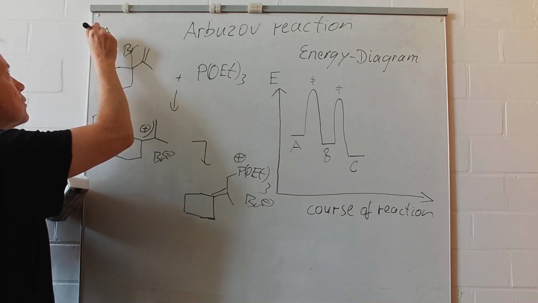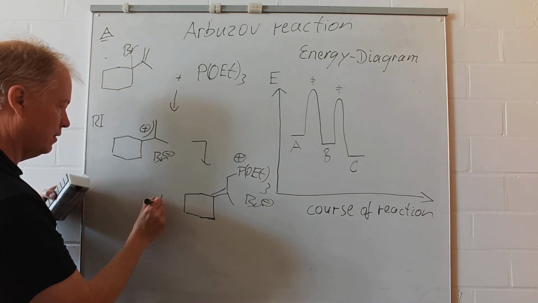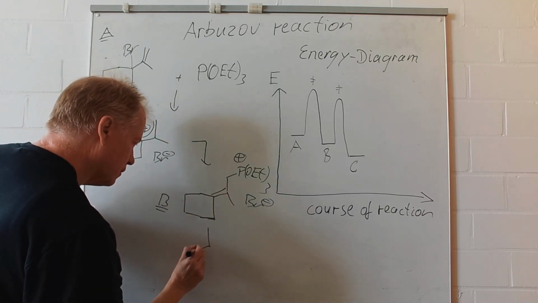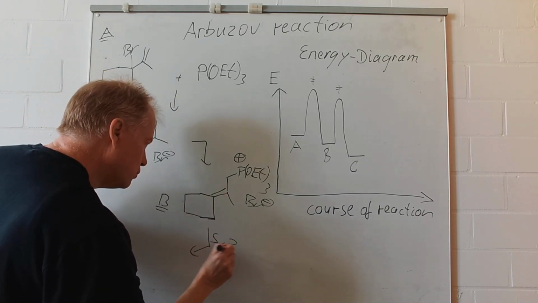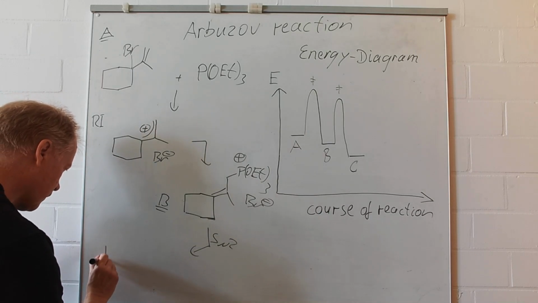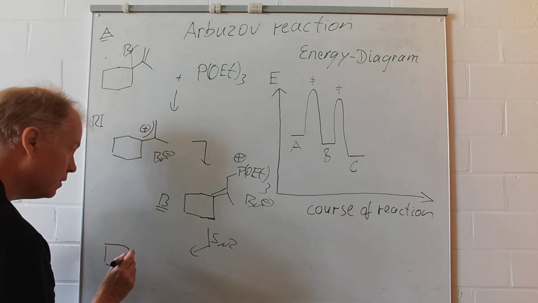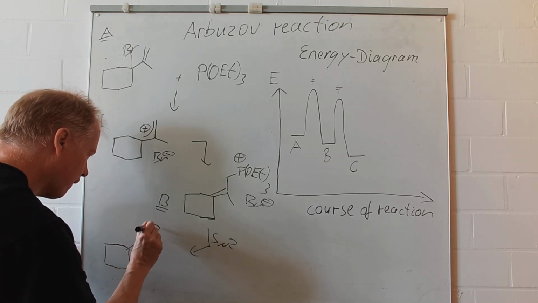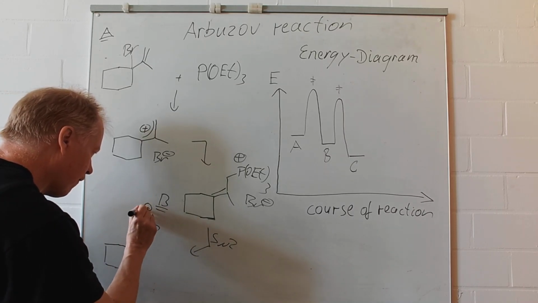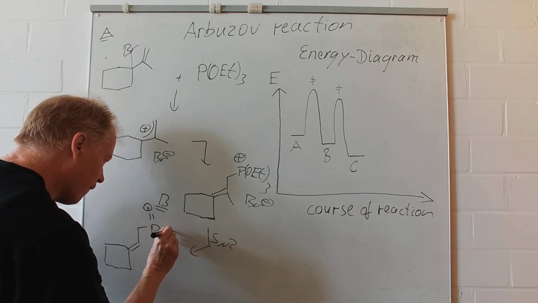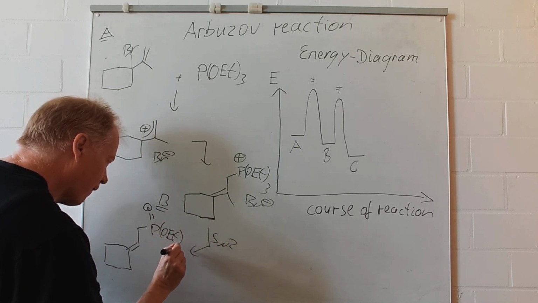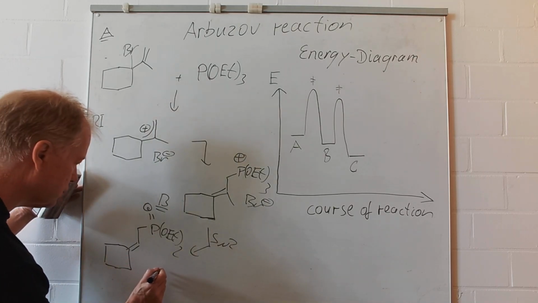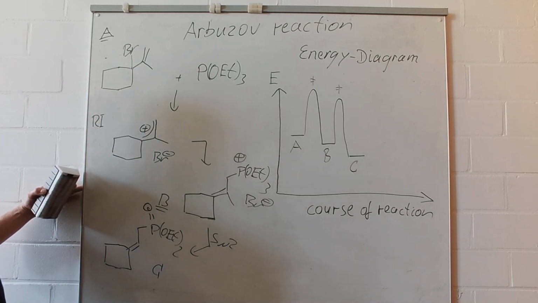Here we call that situation A, this is situation B, and the final SN2 step will give us this product. So, situation C.